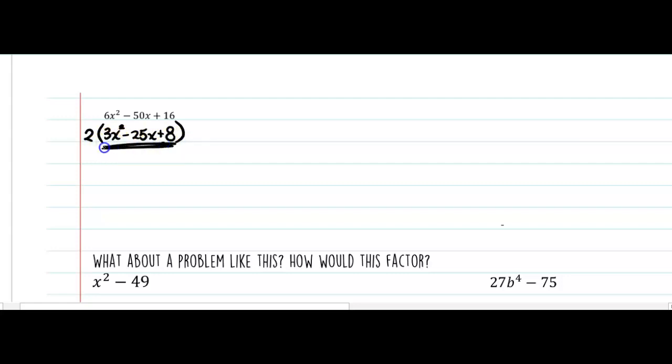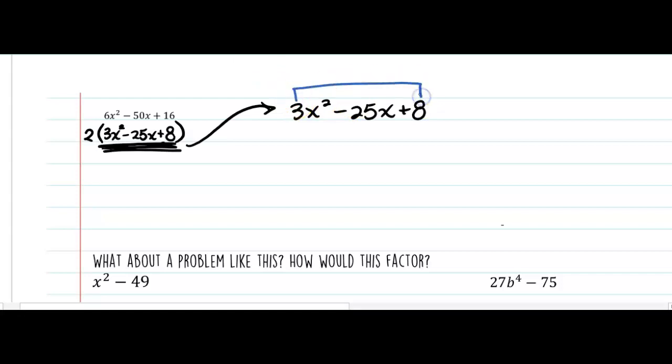Now all I have to do is factor what's left. So I'm going to take that off to the side. 3x squared, take away 25x, add 8. I'm going to factor this. 3 times 8 makes 24. Factors of 24 would be 1 and 24, 2 and 12, 3 and 8, 4 and 6, 5 doesn't work, 6 and 4 is already on my list, so I'm finished making the list.